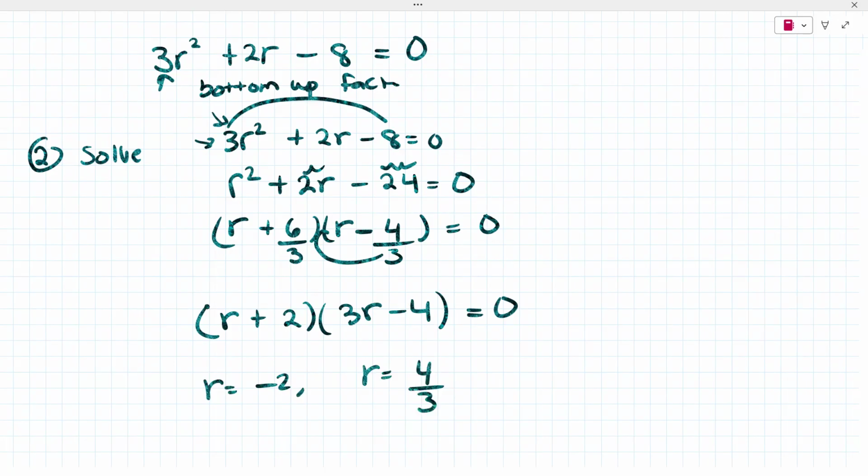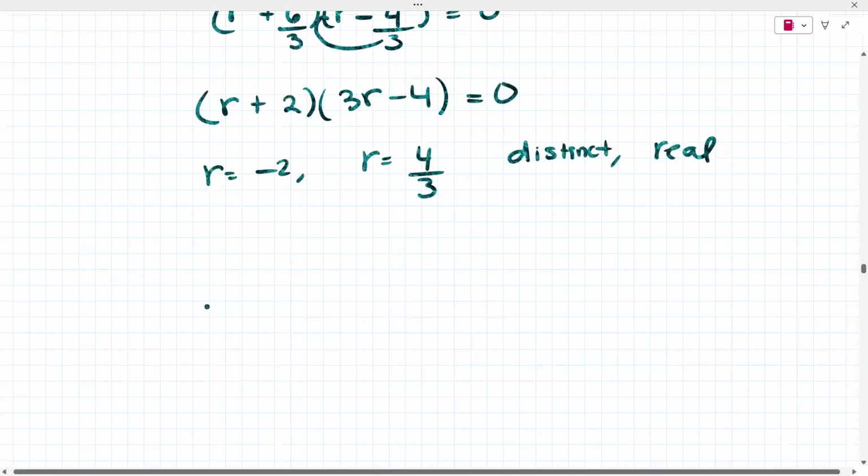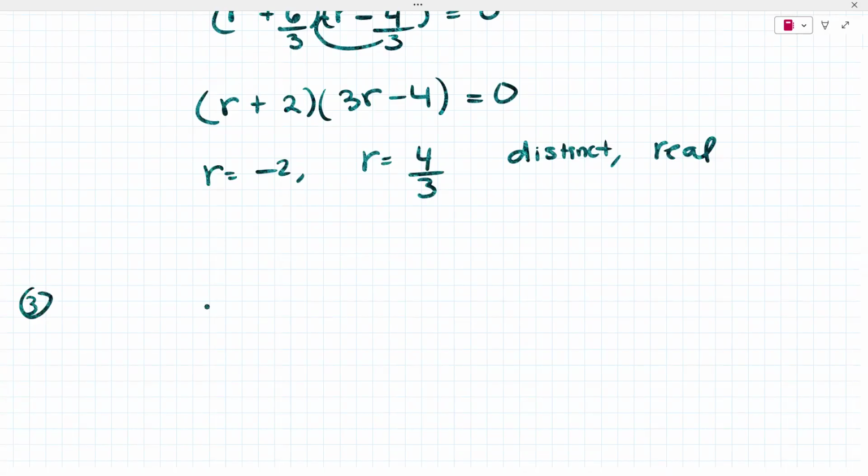What do we know about these roots? They are distinct, right? They're two different values, and they are also real. Okay. Now we do have to put it in the general form, so here, let me put it in the general form.